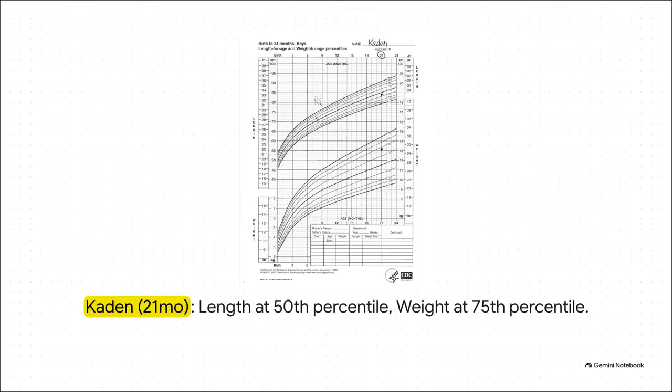Now, when we plot this objective data, we start uncovering potential diagnoses. Take a 21-month-old boy named Caden, for example. By tracing his length and weight, we find the intersecting points on the curves. His length sits right at the 50th percentile, while his weight hits the 75th percentile. These percentiles rank the individual against a reference population, and honestly, they are crucial clinical indicators. If a child's plotted points suddenly drop across major percentile lines, well, that is exactly the raw clinical data we need to query for a condition like failure to thrive.